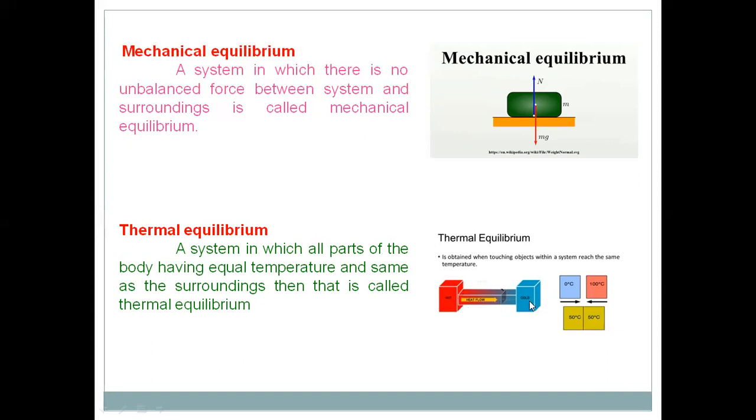Here is one more example we may see. This is the coldest place, and this is the hot place. Of course, these two bodies are connected with a conductor. Then the heat will transfer from the higher temperature region into the lower temperature region until the temperatures are equal. After the temperatures are equal, this system is also in thermal equilibrium.